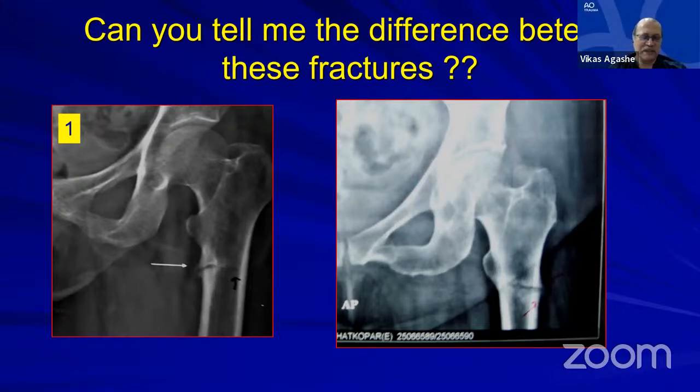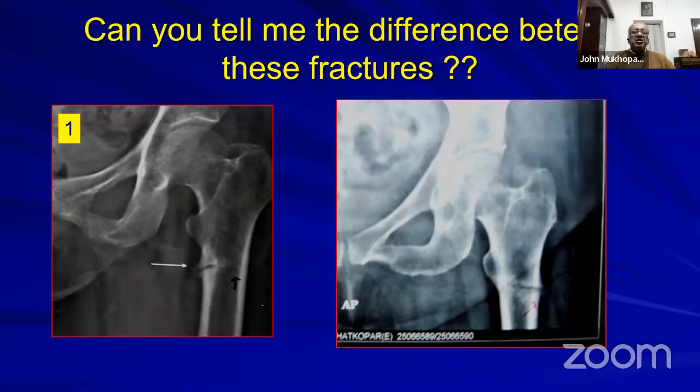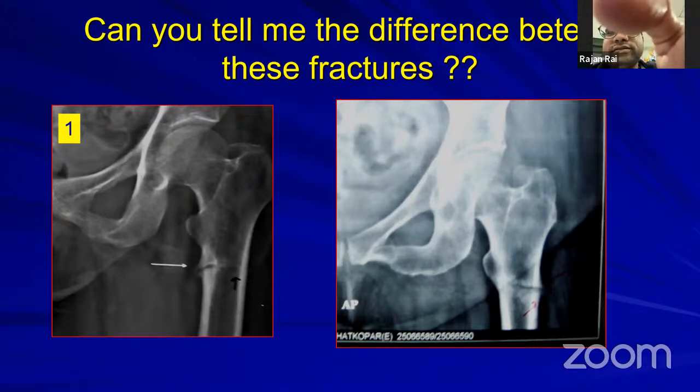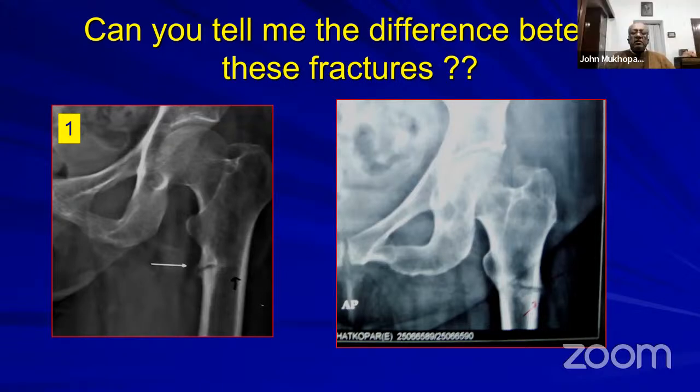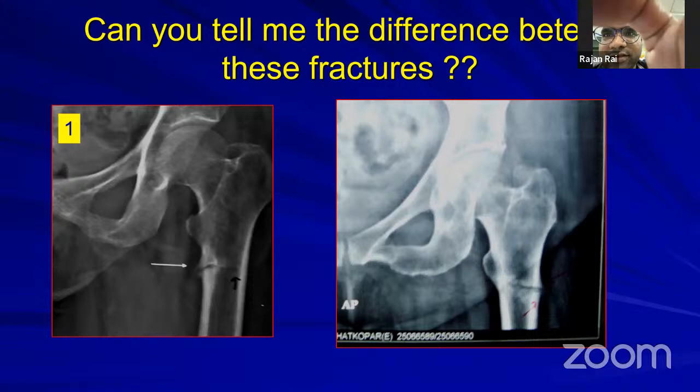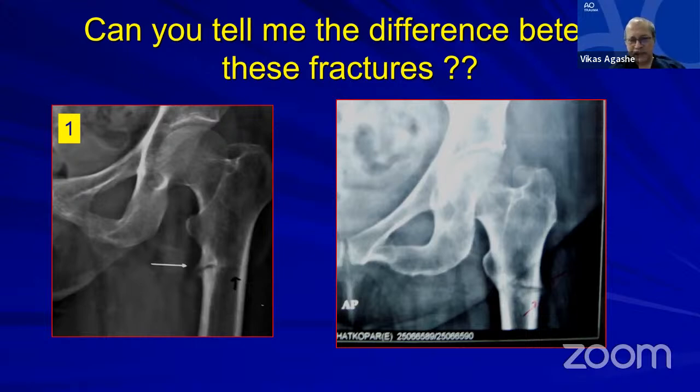Rajan Rai, can you describe these two X-rays? Just describe what you see. This is an AP view X-ray of the pelvis, left hip joint. Subtrochanteric undisplaced fracture. Are they complete fractures? No, sir. So what is the difference between these two? Both are incomplete fractures, isn't it? So what is the difference between these two?